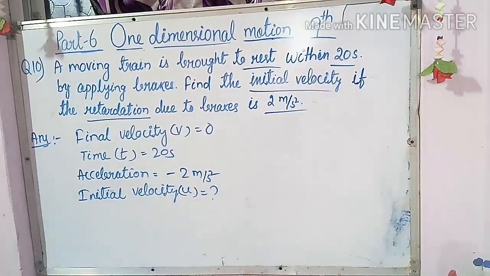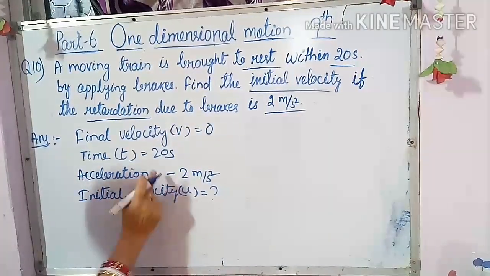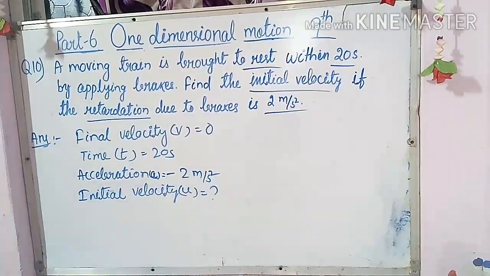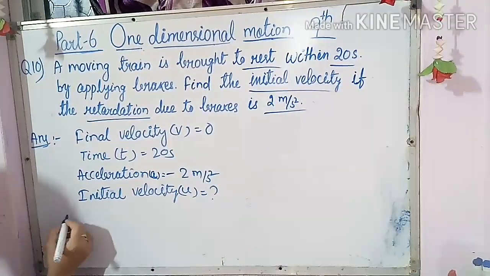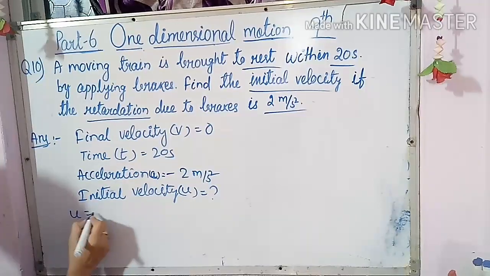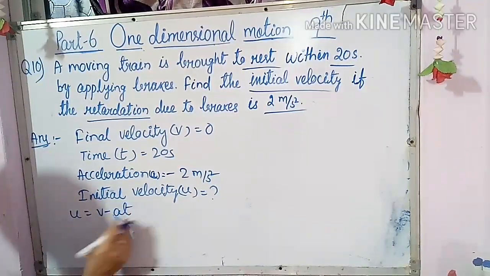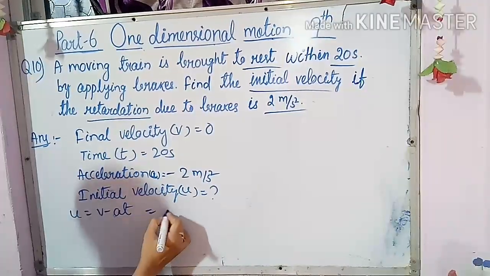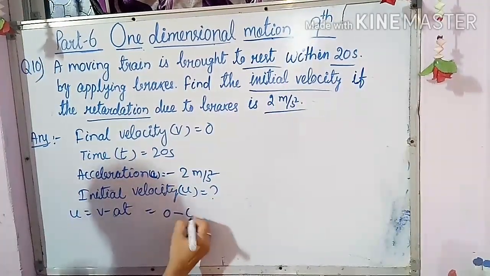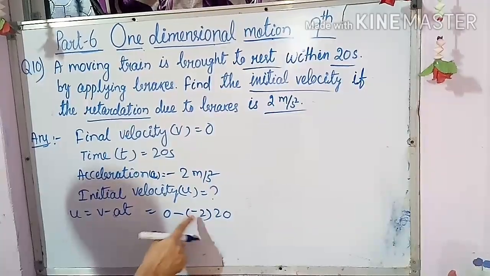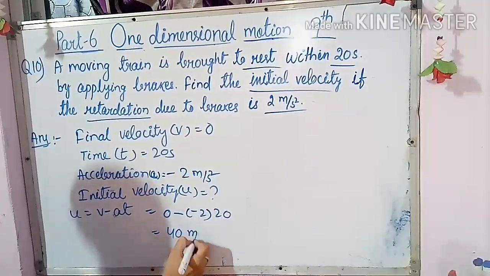Now see the given data: v, t, a have been given. So directly you can put the first equation, v equal to u plus at. So directly you will get u equal to v minus at. Now what is v? 0. Minus of minus 2 times t, which is 20. So your answer is plus 40 meter per second.